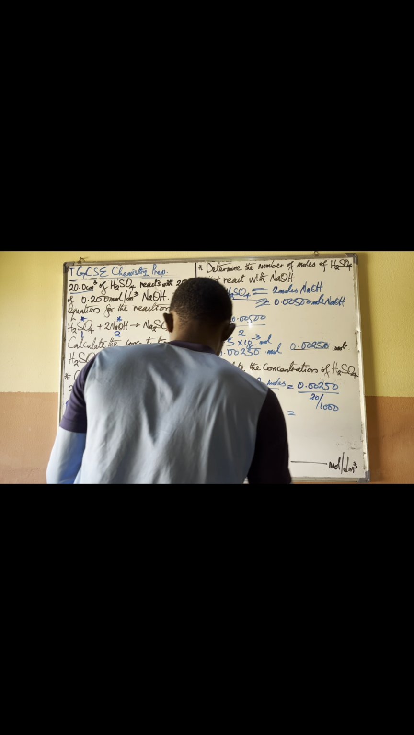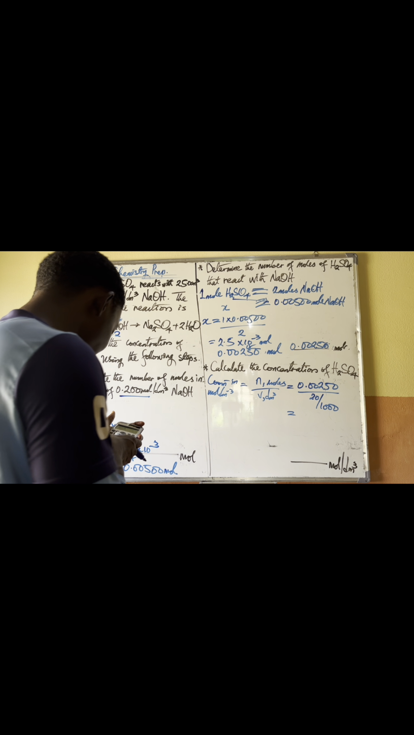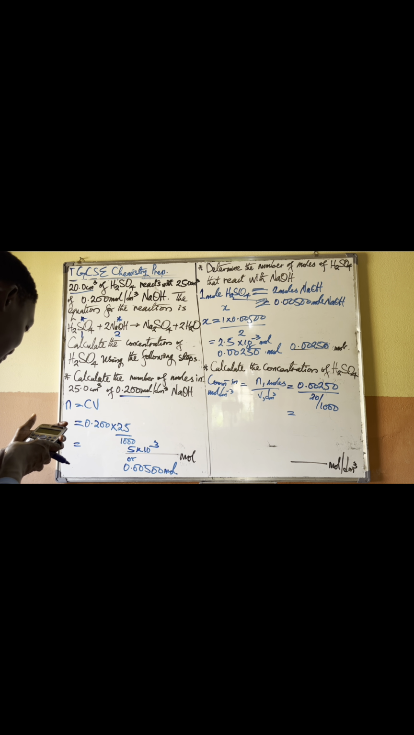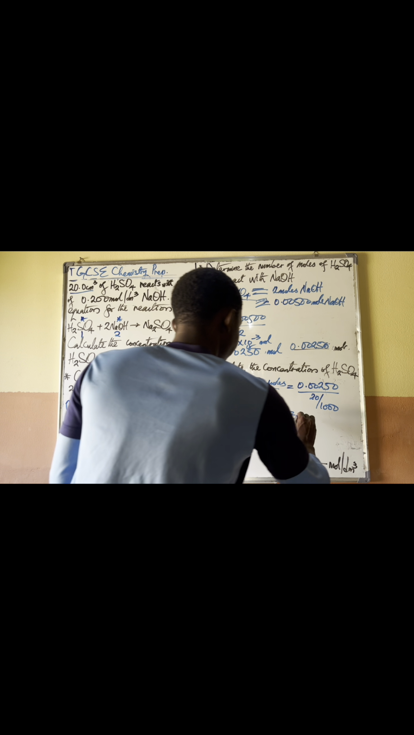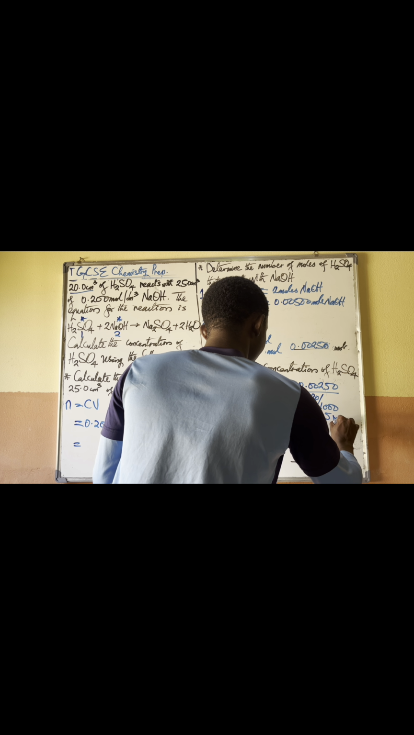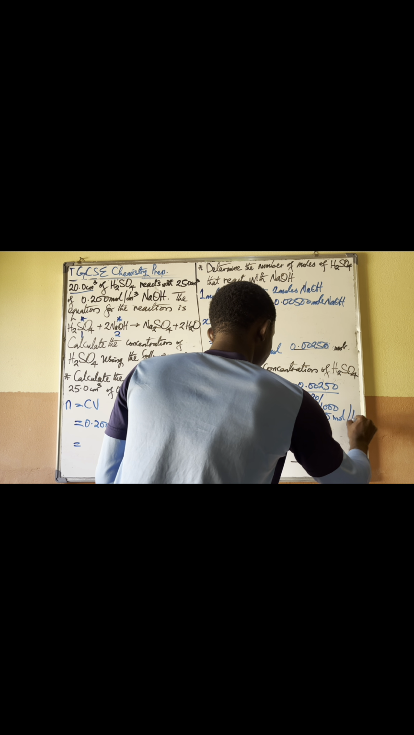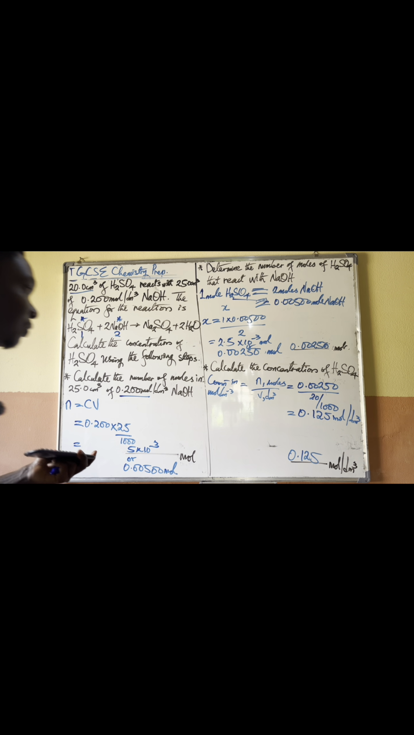So if we work this out, what will it give us? 0.00250 divided by 20 by 1000 will give us 0.125 moles per dm cube. So our final answer here is 0.125 moles per dm3. Of course, it follows the 3 SF format. So it is this friendly and simple to handle.